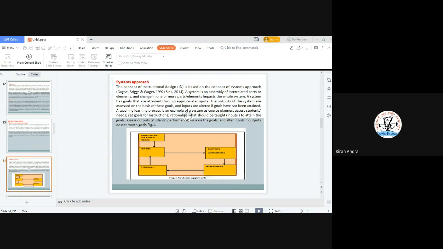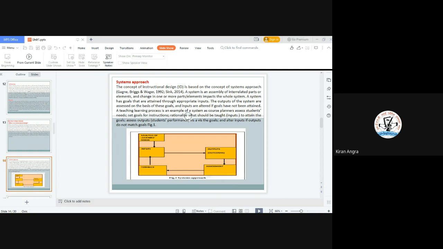So what is ID? It is a systematic development of instructional specification, and it will ensure the quality of instructions because it is a planned thing. What technology we have to use, how we have to deliver, what should we think while delivering this. So it will ensure the quality of instruction.